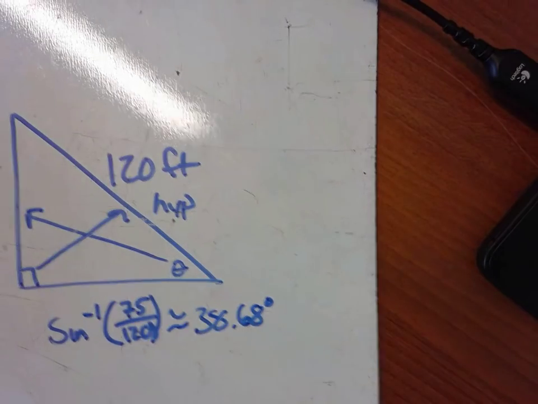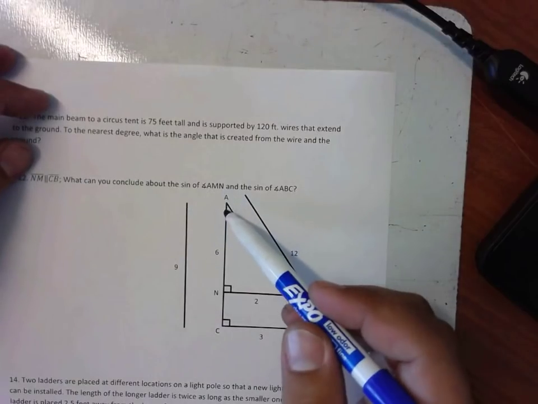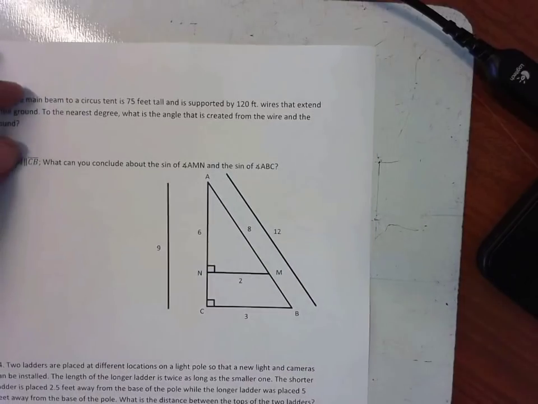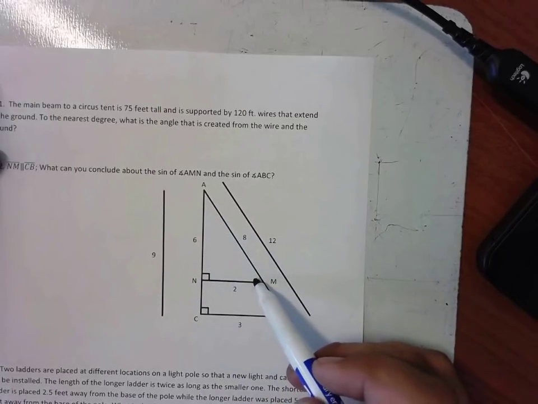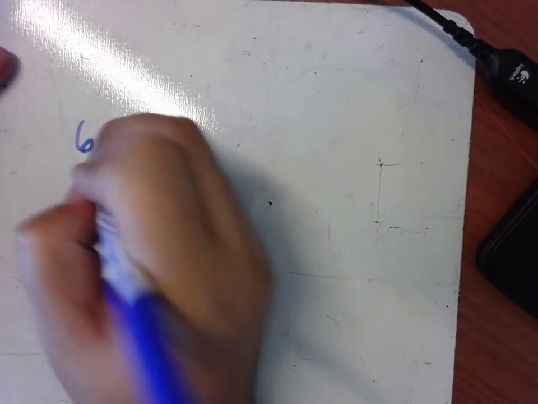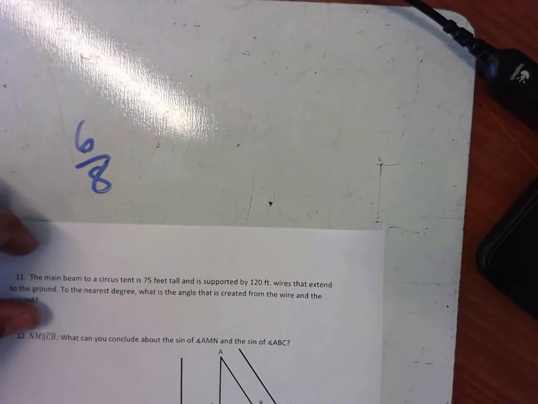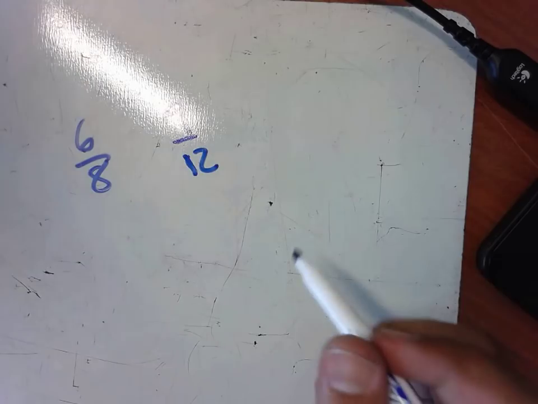Right. 12. What can you conclude about the sine of angle AMN? Well, let's look at this. The sine of AMN, sine, opposite, 6 over 8. So 6 over 8 is the sine of AMN. And the sine of ABC, opposite would be 9, hypotenuse 12. So 9 over 12. What can you say about those two?